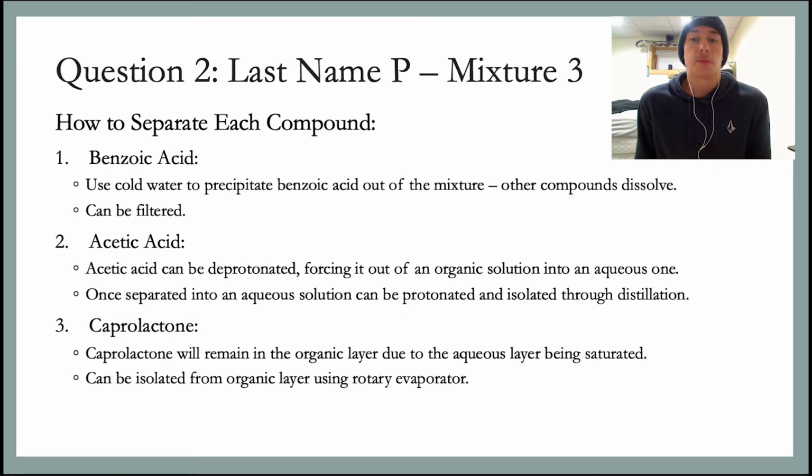The relevant properties from the previous slide can give us an idea of how to separate the components. For benzoic acid, we base it around the fact that it is the only compound not soluble in cold water. So the first thing we should do is dissolve the mixture in water at less than 10 degrees Celsius to isolate only benzoic acid, which could then be filtered. After that, we'll most likely perform a liquid-liquid separation involving the deprotonation of acetic acid and the separation of an organic and aqueous layer to isolate acetic acid and caprolactone. Each compound could be further purified from there. We will now analyze a more thorough procedure for the separation of these three compounds.